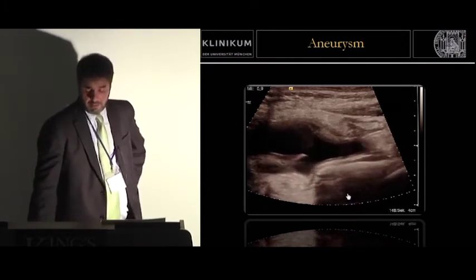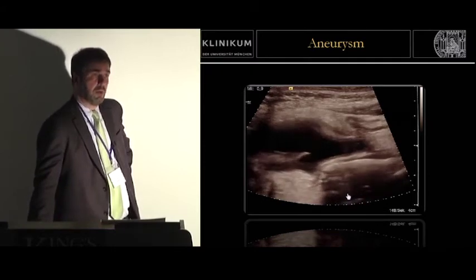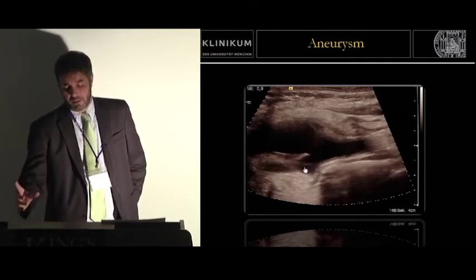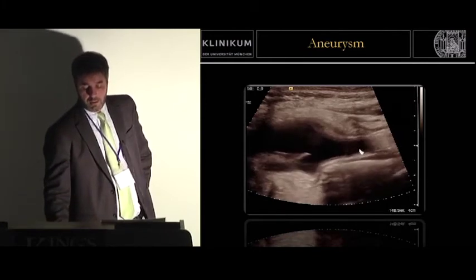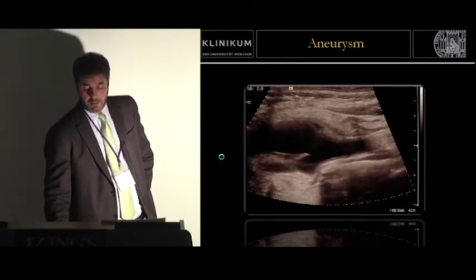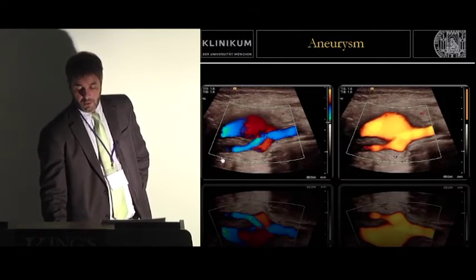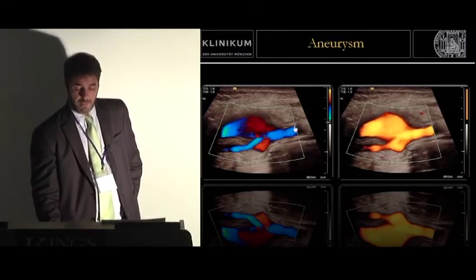Aneurysms of the carotid arteries are rare. You have to determine the diameter of the aneurysm and whether this aneurysm has thrombotic changes. This is the external carotid artery, this is the internal carotid artery, and this is the common carotid artery.